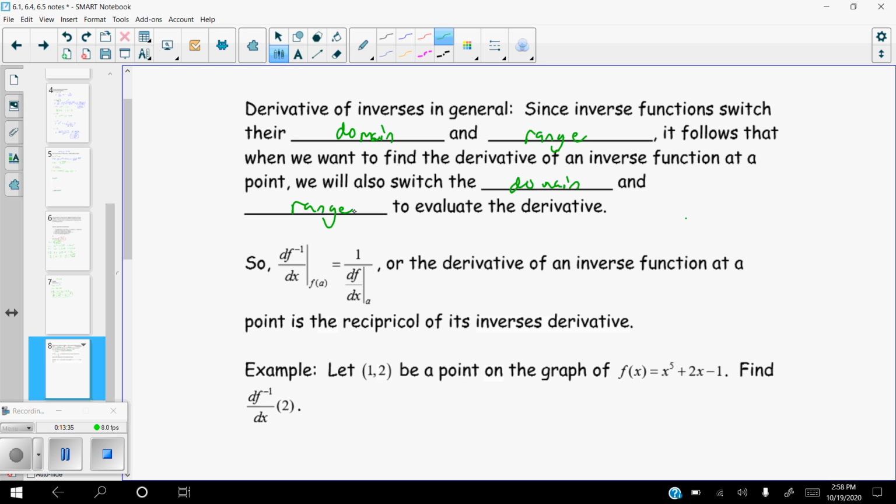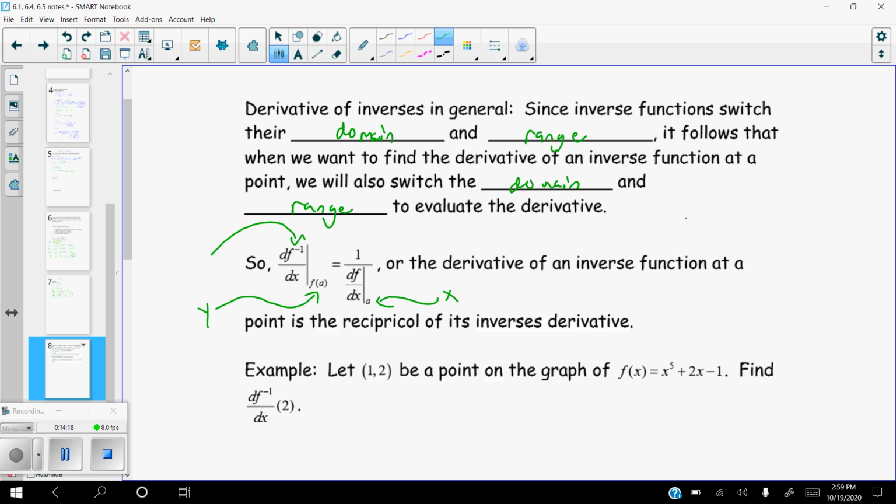So the general formula for this, and it's a little bit harder to understand, is that if I'm taking the derivative of an inverse function, f to the negative 1, with respect to x, I'm going to evaluate that instead of at the x value, at the y value. So when you take the derivative of an inverse function of x, you're going to evaluate it at the y value, which is the same thing as taking 1 over the derivative of the function of x, the actual function, not the inverse, evaluated at the x value.